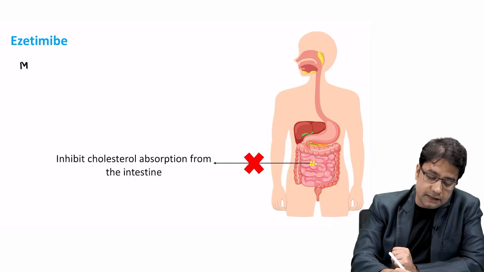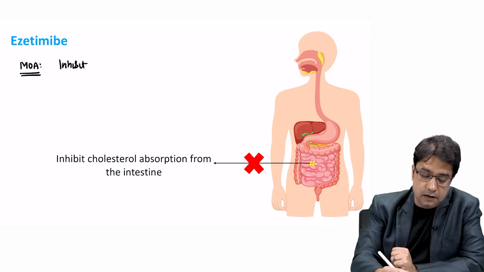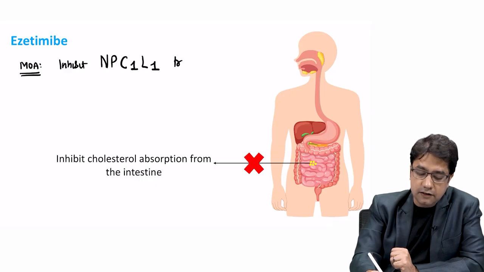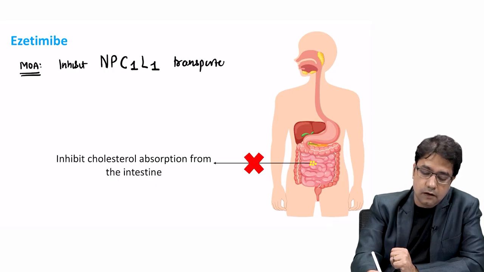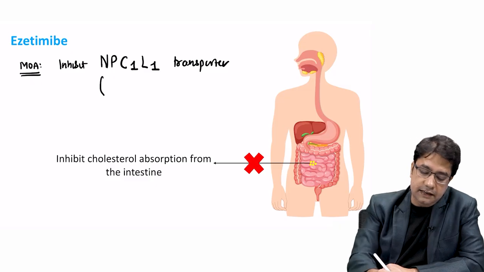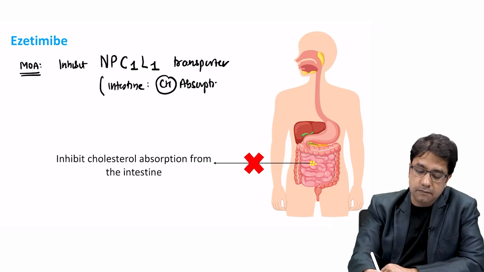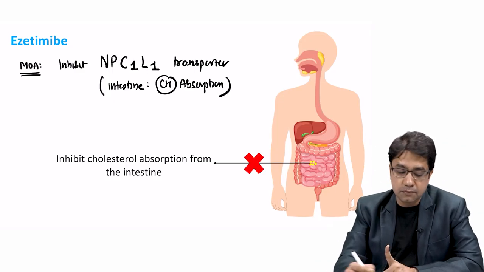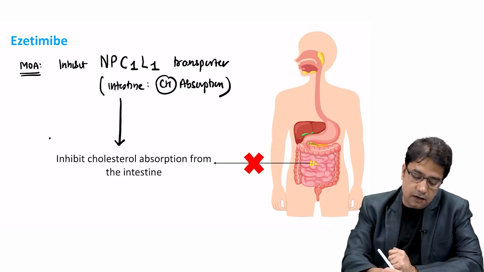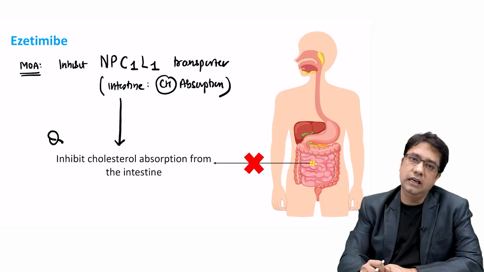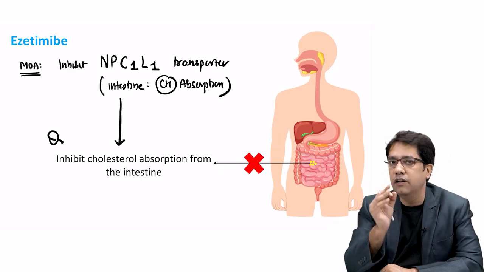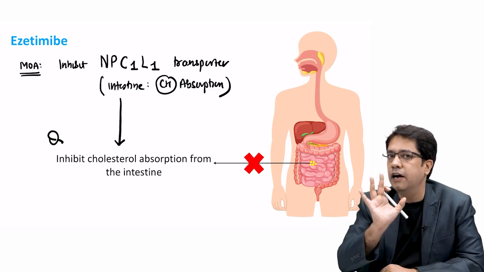Ezetimibe, what is the mechanism of action? Ezetimibe inhibits one transporter. The name of the transporter is NPC1L1 transporter. Now this transporter is present in the intestine, and it is responsible for cholesterol absorption from the intestine. So if you inhibit this transporter, ezetimibe inhibits cholesterol absorption from the intestine. So dietary cholesterol will not come into lymph, into chylomicron.